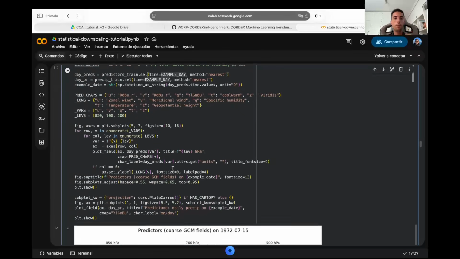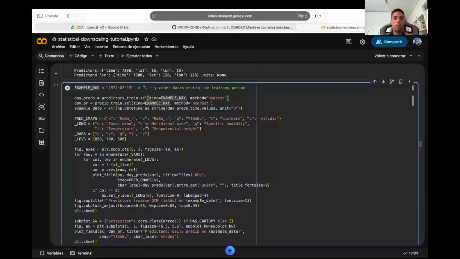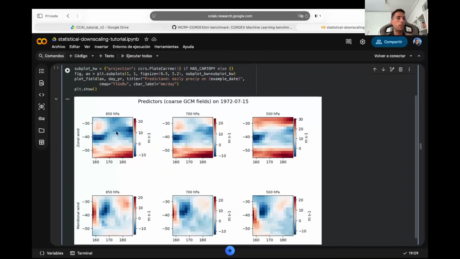And here, what I do is print one sample: the set of predictors for one day, and the surface variable that I want to downscale for that specific day, so we can get an idea of what data the deep learning model is going to use to fit its parameters, its weights. So here you can see the predictors for this specific day. These predictors cover an area over New Zealand.